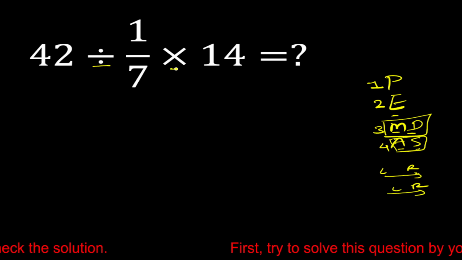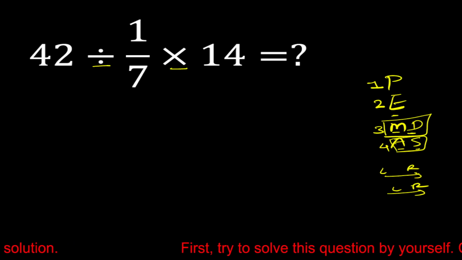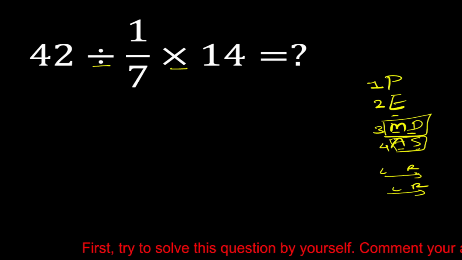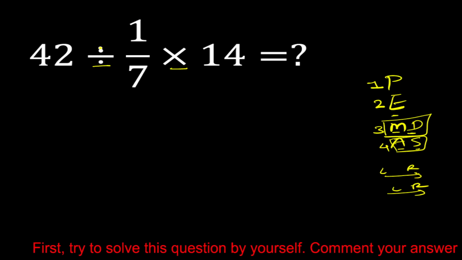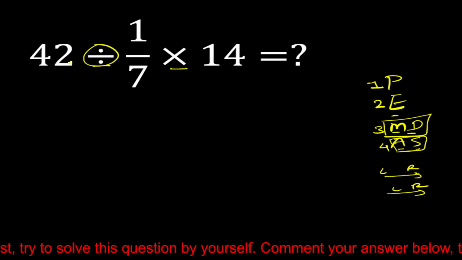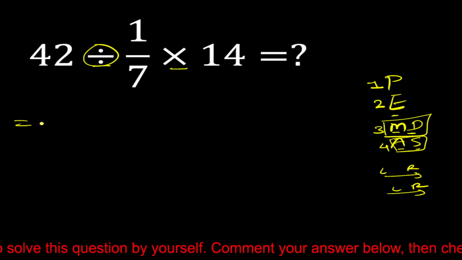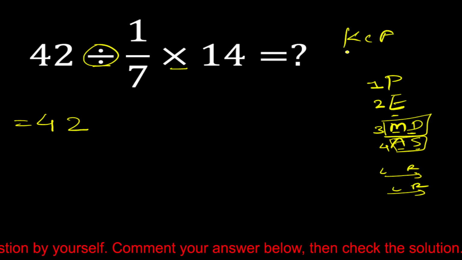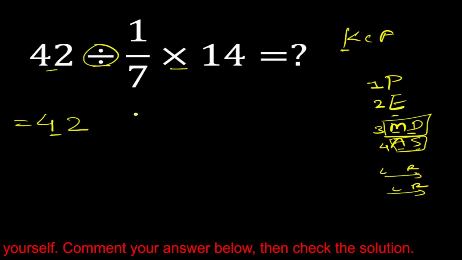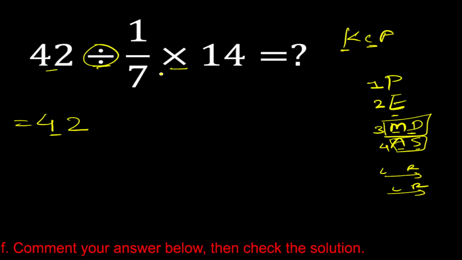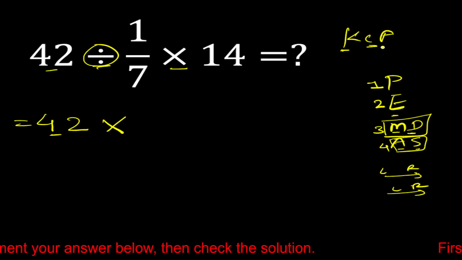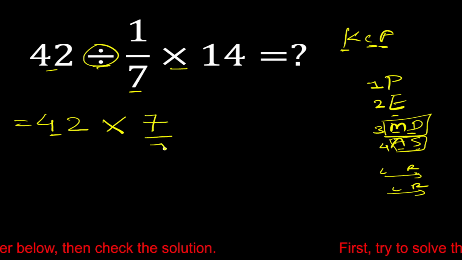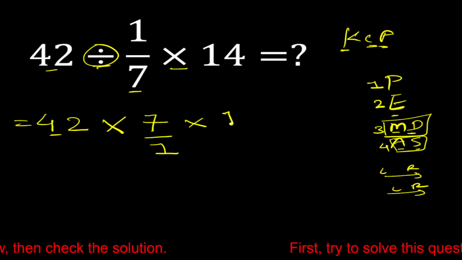So here is division and here is multiplication. Both have equal priority. So we have to solve it from left to right. Okay. So first we have to solve this division. So it is equal to 42. Now according to the KCF rule, K means keep this 42 as it is, the same. C means change this sign from division to multiplication. And F means flip this last fraction, 1 by 7, is equal to 7 upon 1, multiply 14.